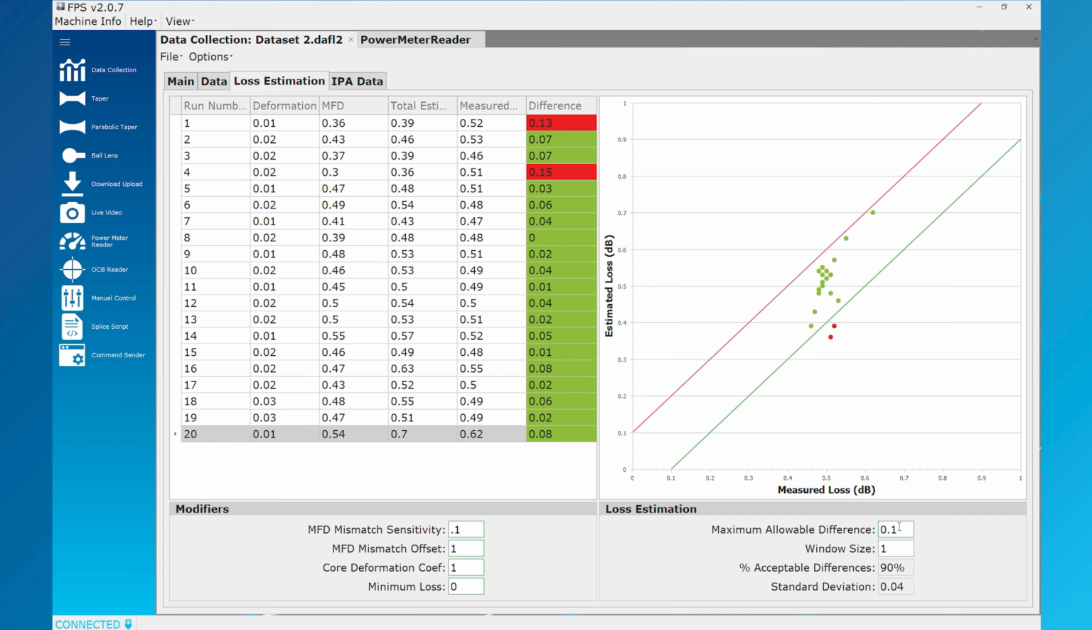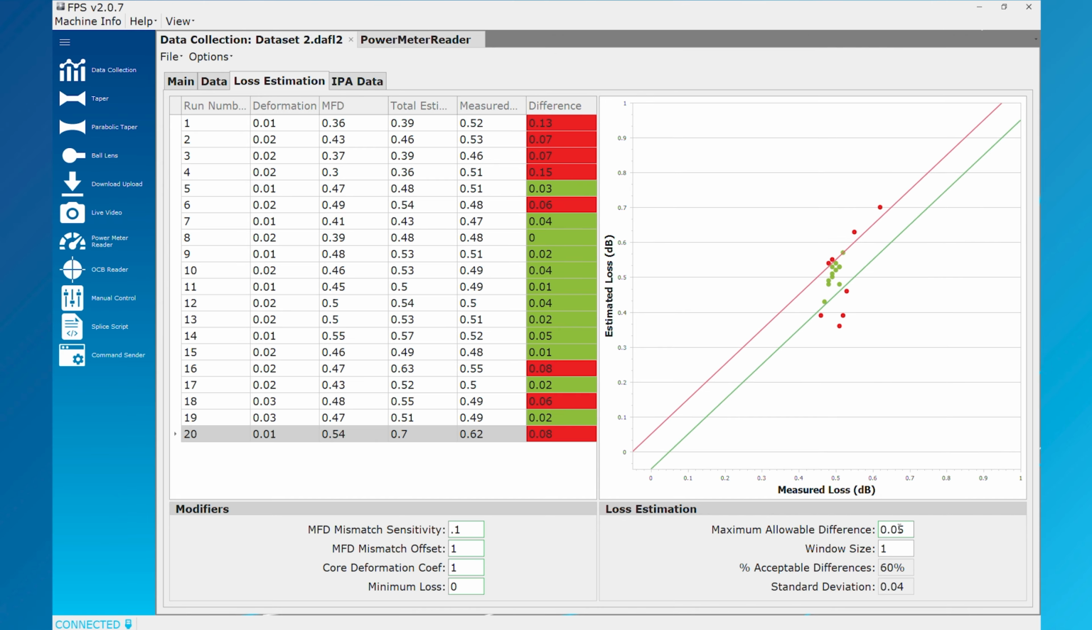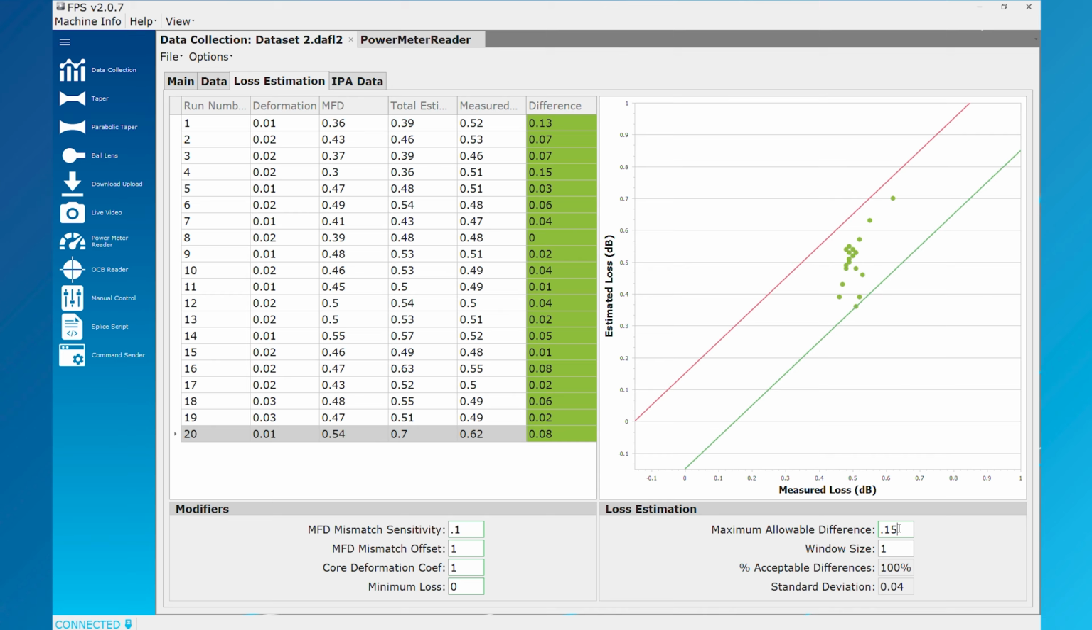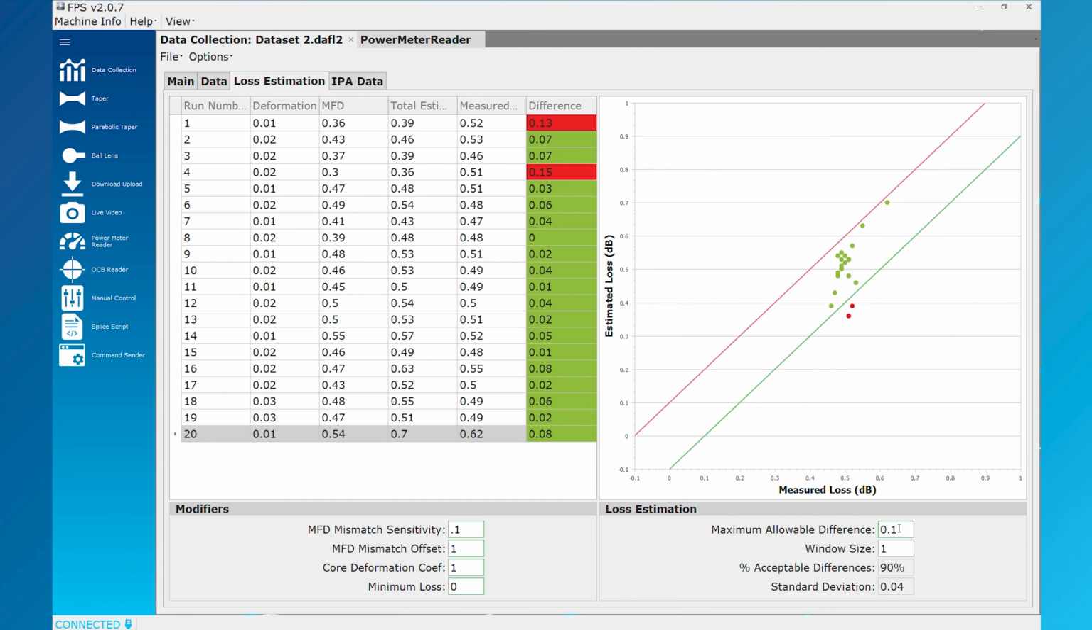The estimation tolerance window is shown by the diagonal red and green bars, indicating the deviation from what would be considered a perfect one-to-one match. To change the allowance window size, I can adjust the maximum allowable difference setting to either a broader or narrower tolerance deviation of the estimated loss from the measured loss. Once my window size is set and I've identified my window of tolerance, I'll use the parameters in the modifiers section to adjust the dataset.